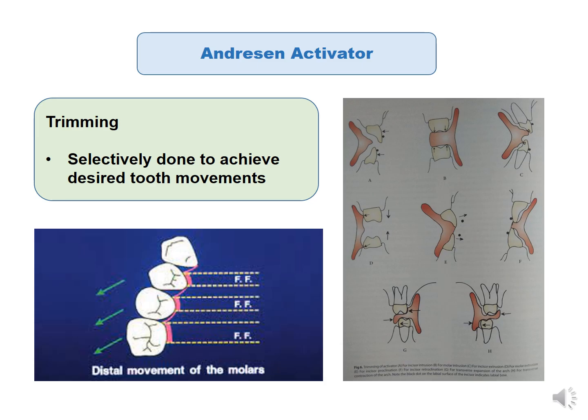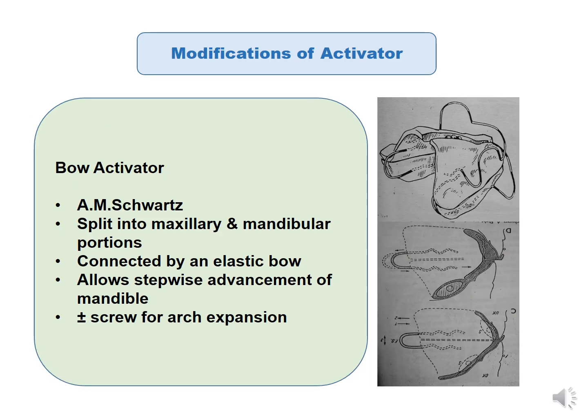Now, the Andresen activator can be selectively trimmed to achieve certain desired tooth movements as shown in the diagrams. Here we can see the activator is trimmed so as to encourage distal movement of the molars. Now the activator can be modified in various ways.